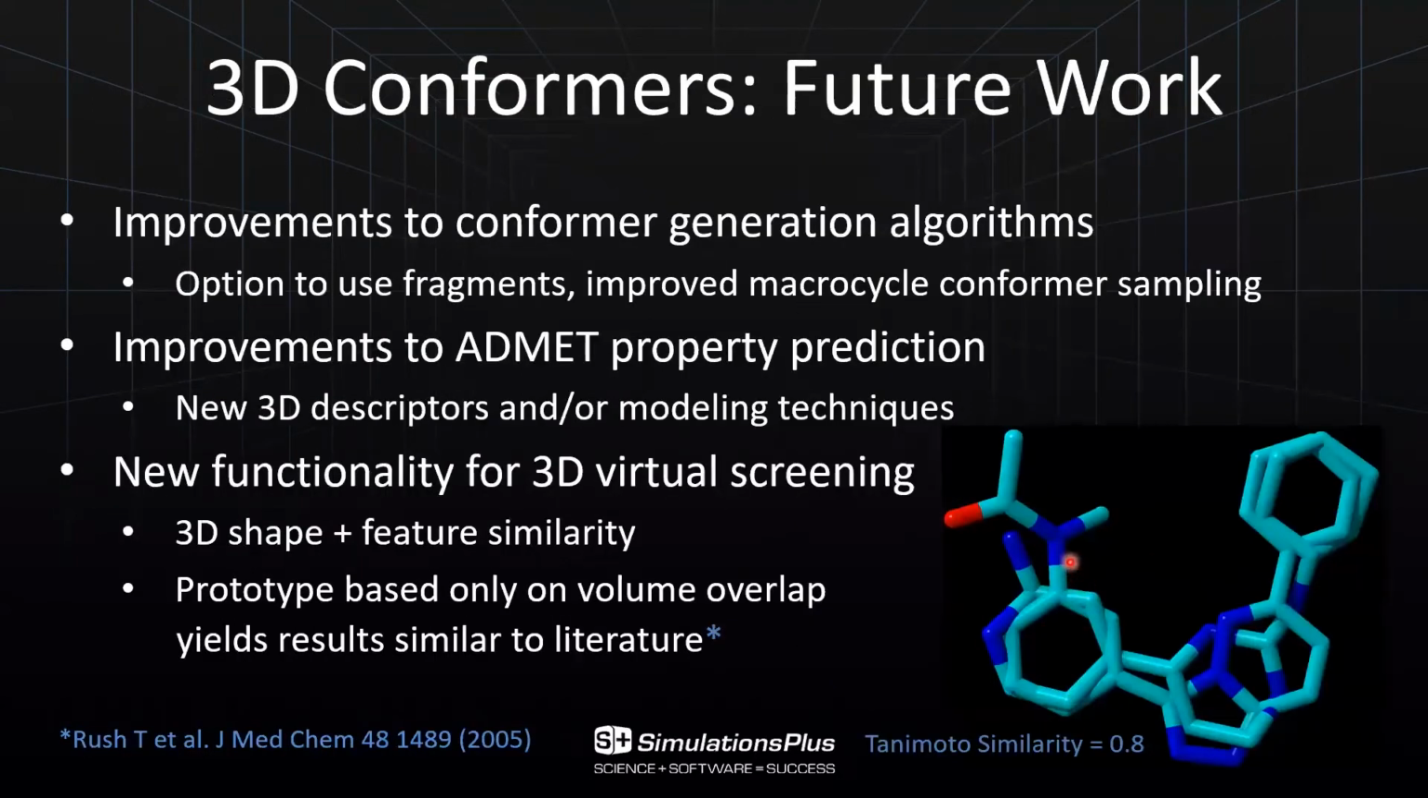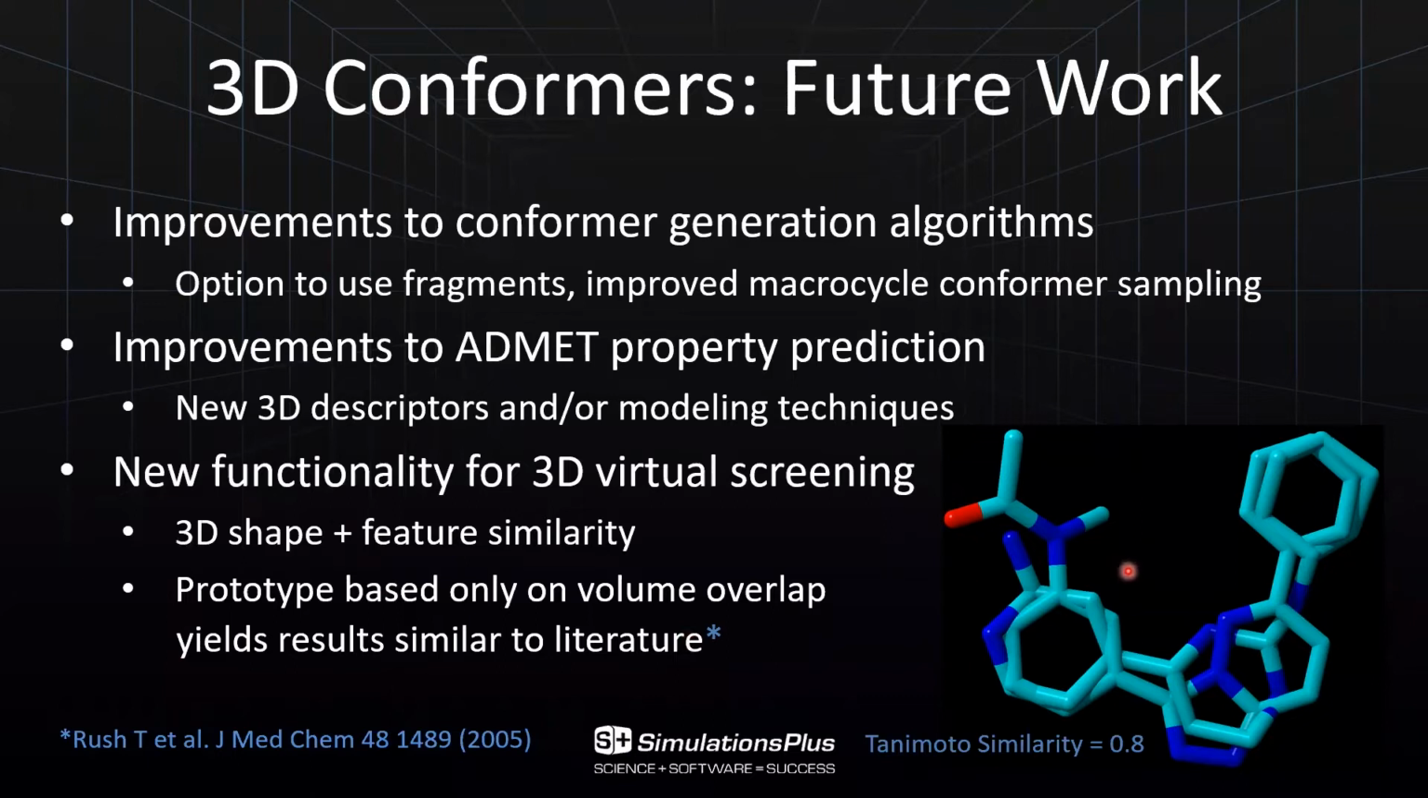There are several directions we're considering for future work in the area of 3D. Of course, improvements to the conformer generation algorithms themselves, such as adding an option to use a fragment database and improving conformer sampling for macrocycles. Improvements to ADMET property prediction. This could involve developing new 3D descriptors or new modeling techniques altogether. New functionality for 3D virtual screening. For example, similarity screening based on 3D shape and features.